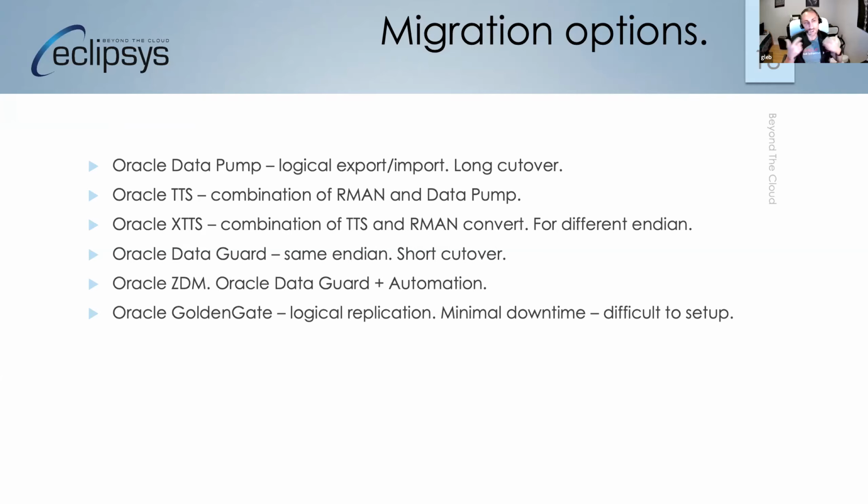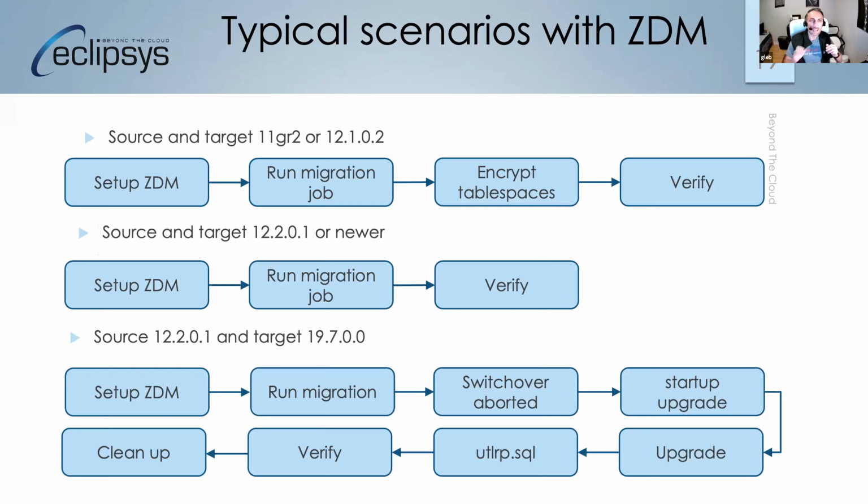Oracle ZDM uses Oracle Data Guard plus automation scripts for that. Typical scenarios: for example, you have the same endian format, 11gR2 or 12.1.0.2. You set up ZDM, run the migration job, encrypt tablespaces, verify, and you are done. If it is 12.2 or newer, the same endian format, Linux x86, set up ZDM, run the migration job, verify, and everything is done automatically for you. Source 12.2.0.1 and target 19.7, you can use ZDM. It is not supported, but it works.